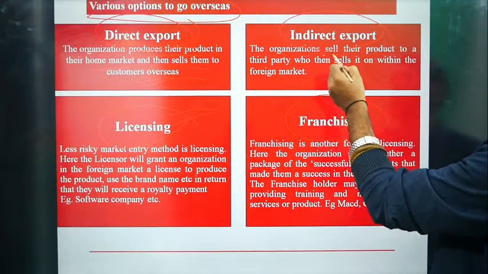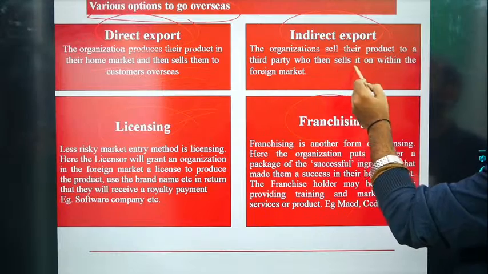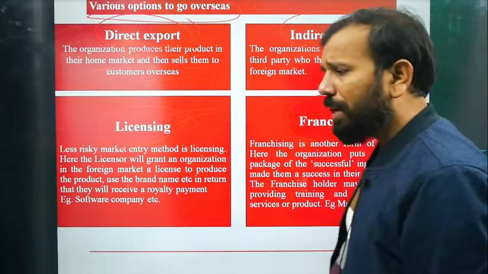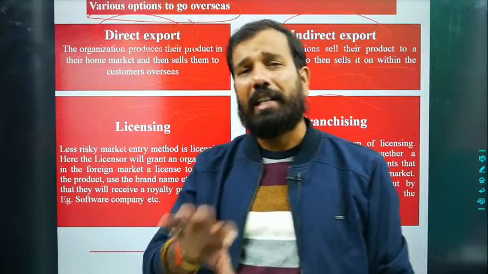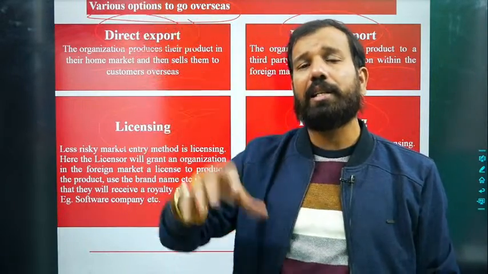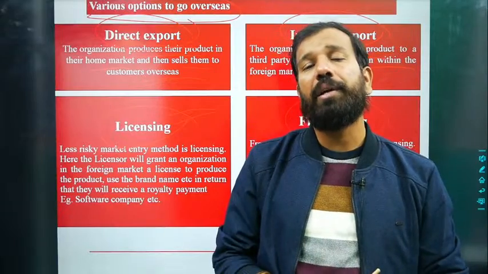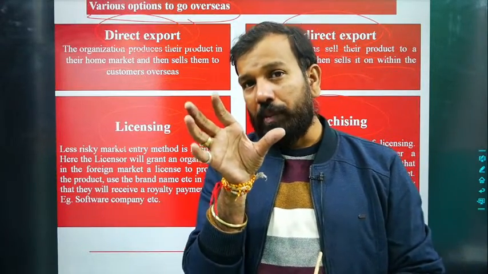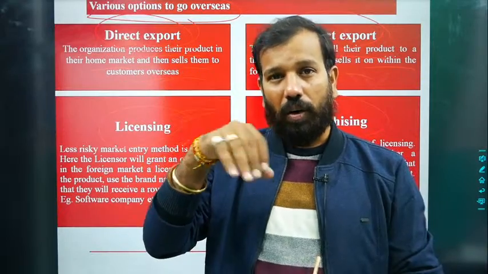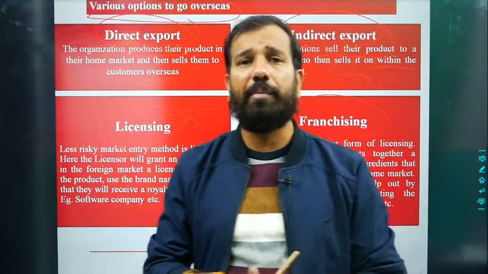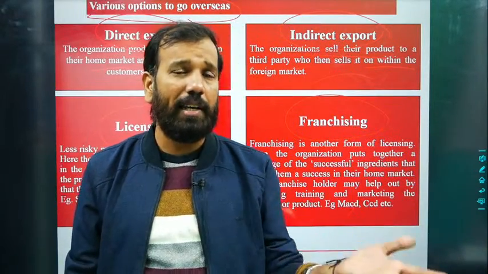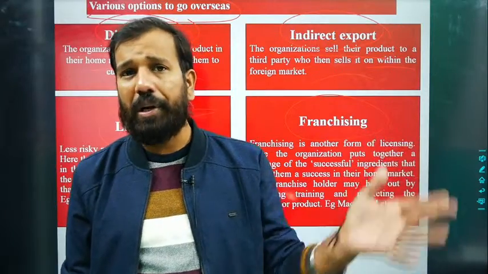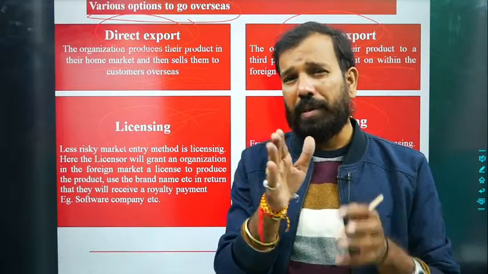Indirect exporting: the organization sells its products to a third party who then sells them in the foreign market. Sometimes, due to geographical differences, political differences, or border clashes, we try to involve a third party and then sell our product. Suppose India and Pakistan have border clashes. What we have seen in real life is that after the Pulwama attack, we withdrew the Most Favoured Nation status from Pakistan, and apart from the MFN status, we stopped certain trade.